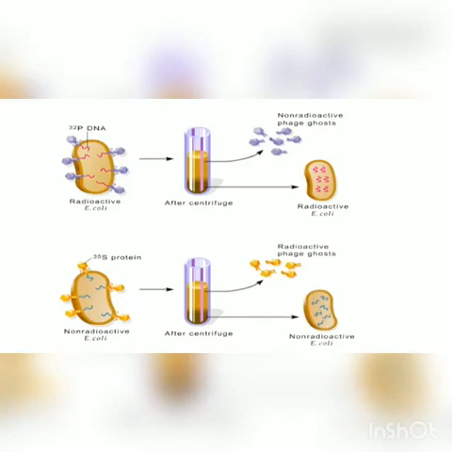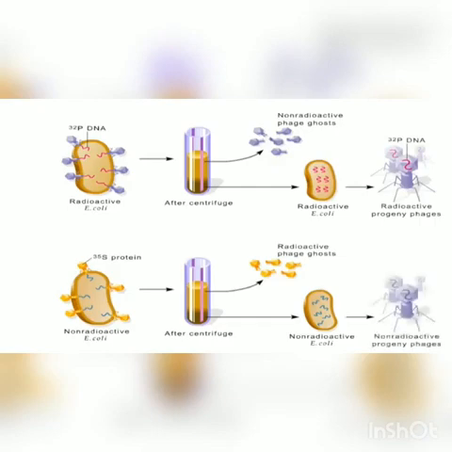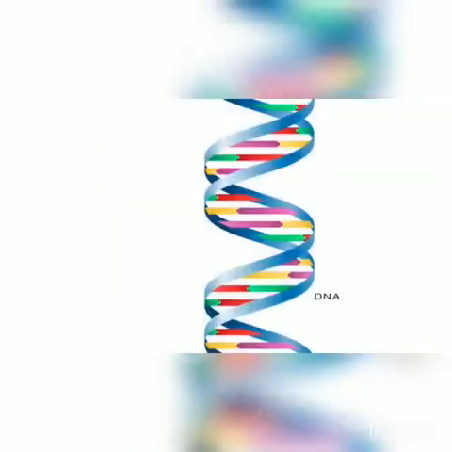In addition, the progeny of the T2 with the labeled DNA were radioactive, while the progeny of the T2 with labeled protein were not radioactive, because genetic material is passed on from parent to offspring. Hershey and Chase concluded that DNA had to be the genetic material of the T2. The results convinced the scientific community that DNA was the genetic material, or the hereditary material.